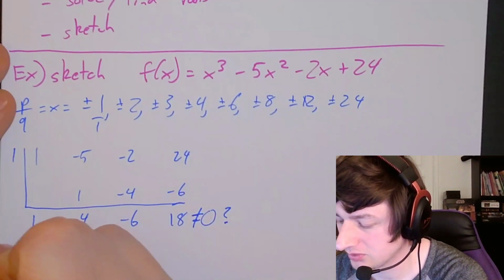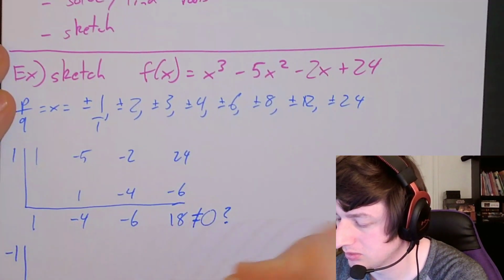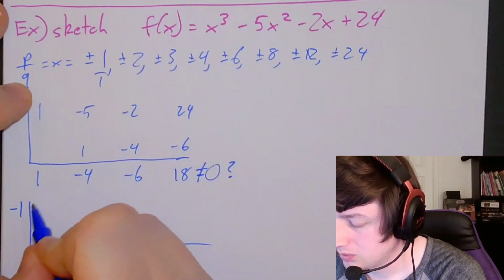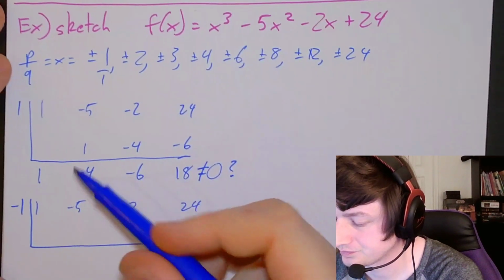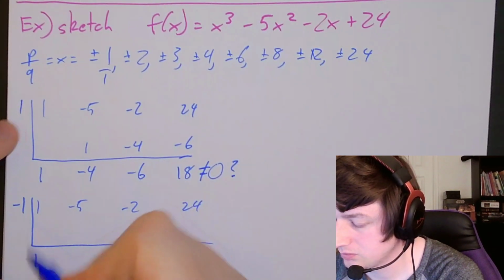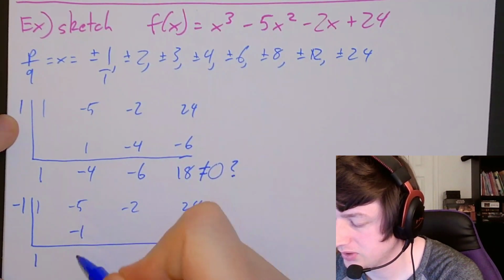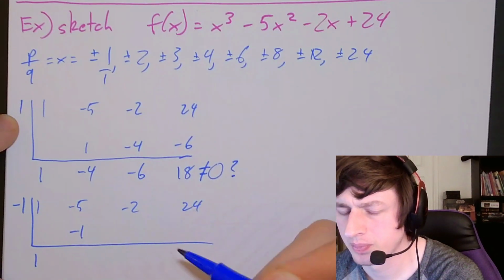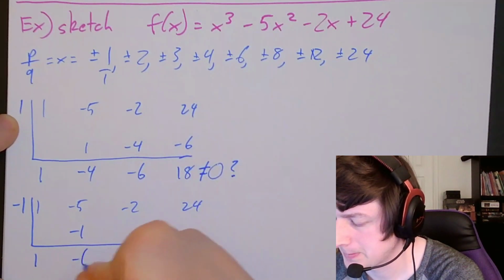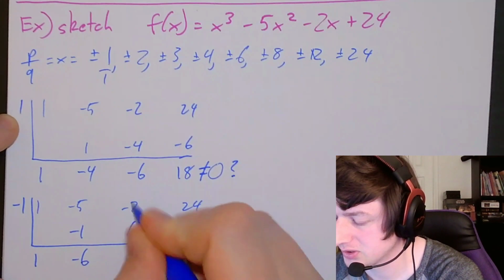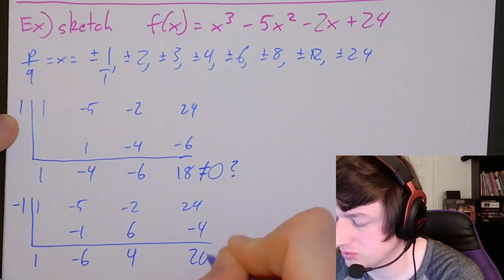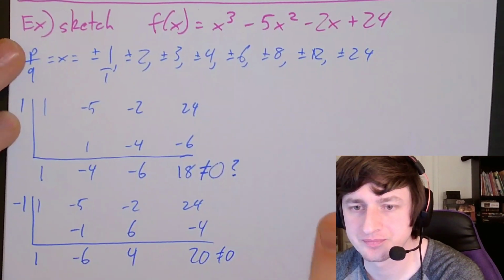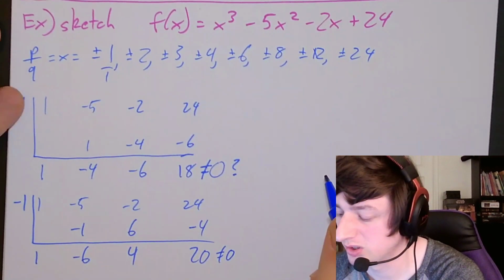My guess is that it's also not negative 1, but we'll check anyway. 1, negative 5, negative 2, 24. Down, multiply, add down, we get negative 6 times negative 1 is positive 6. Positive 4, negative 4, we get 20. That does not equal 0. So it's not 1, it's not negative 1.